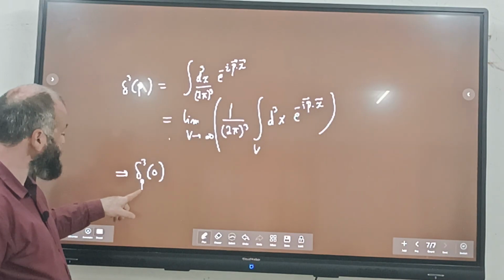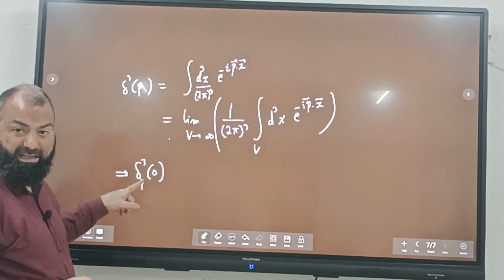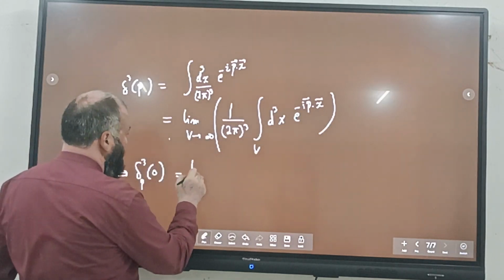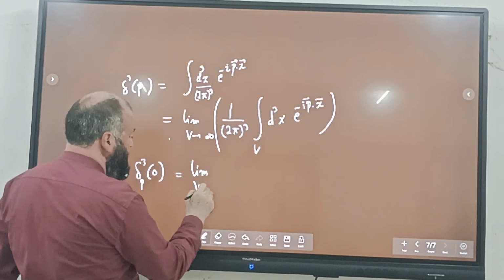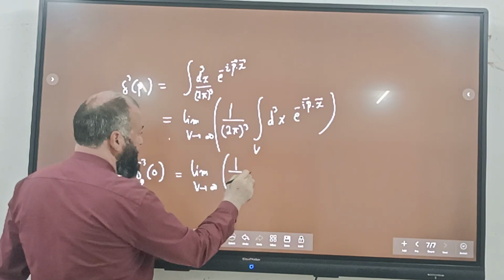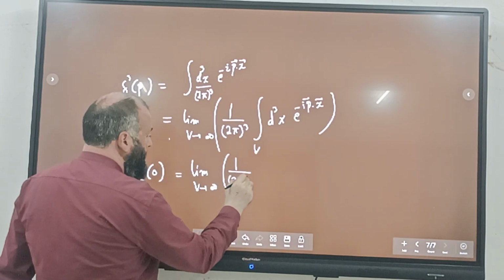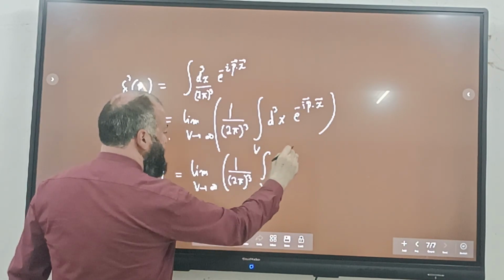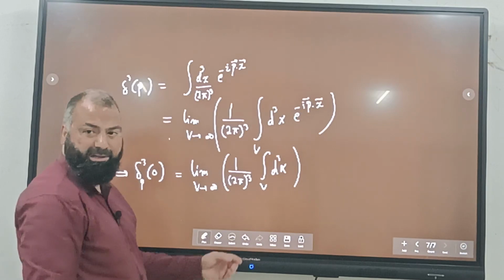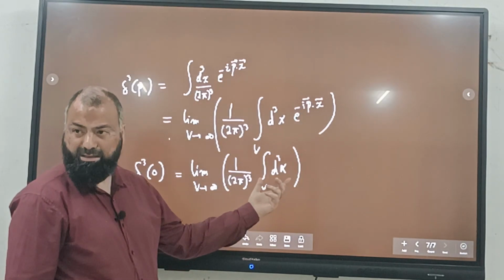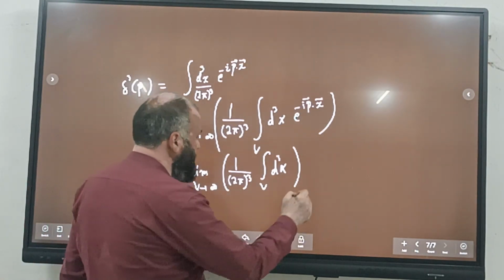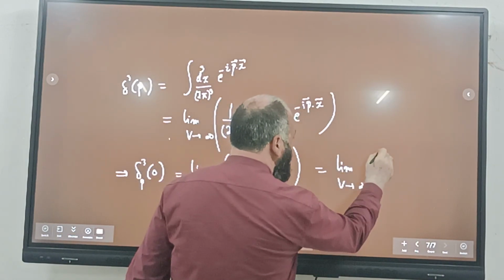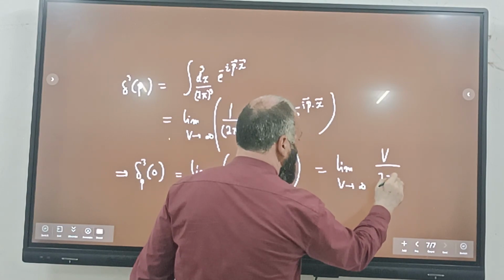Clear? Okay. So now, if I can write this thing, delta 3 of 0, so let's write this. I mean p, I'm not in space time. We are in the momentum space here. So let's put p equal to 0. What happens? In the limit of V tends to infinity, it's 1 by (2 pi)^3, simply the integration d^3x. So what is this object? It's simply the volume. So it gives me the volume, so it is, in the limit of V tends to infinity, volume divided by (2 pi)^3.